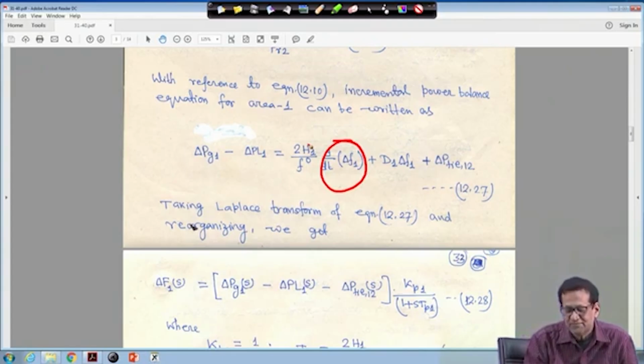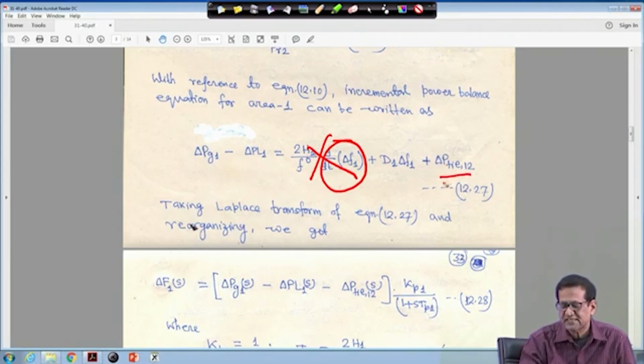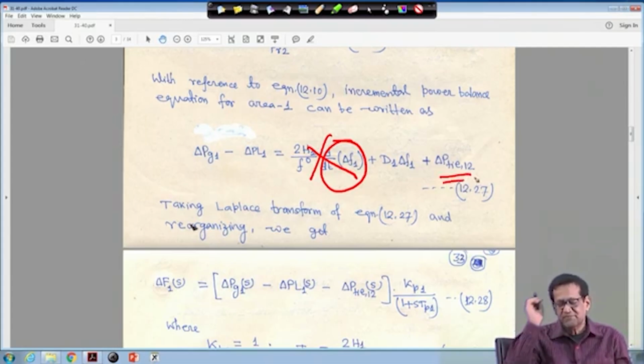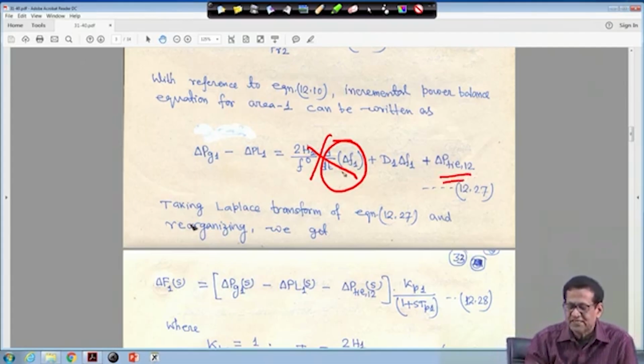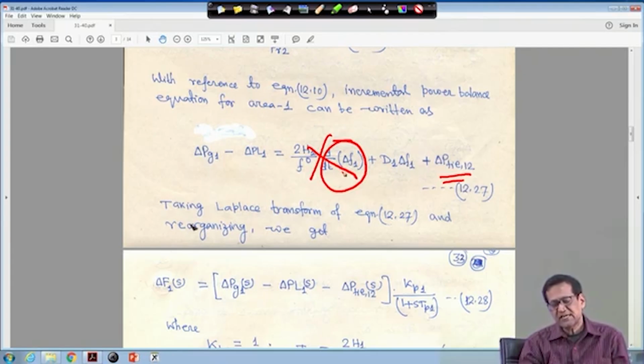So in delta Pg1 minus delta PL1 equals 2H1 upon F0 times the derivative, this derivative term will not be there, but the other things will be. Delta Pg1 steady state minus delta PL1 is equal to d1 delta F1 steady state plus delta Pti12, but the derivative term will be 0. Similarly, for area 2 also d/dt of delta F2 is equal to 0.